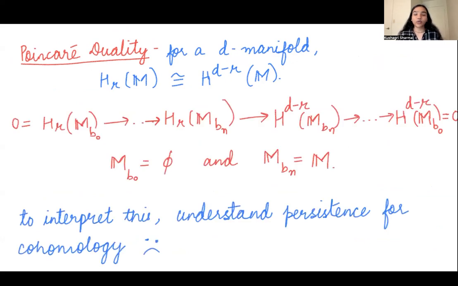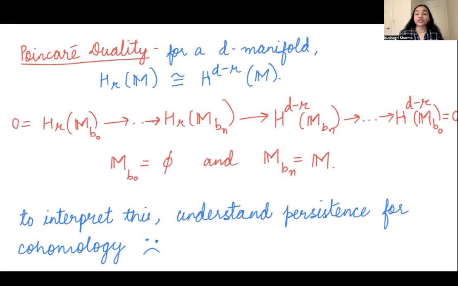So we have the following sequence. The first half of the sequence consists of the maps induced by the natural inclusions on the homology groups. We start with the homology of M_{b_0}, which is 0 because M_{b_0} is just an empty set. And then we build these maps until we reach H_r(M_{b_n}), which is the homology group of the entire manifold.